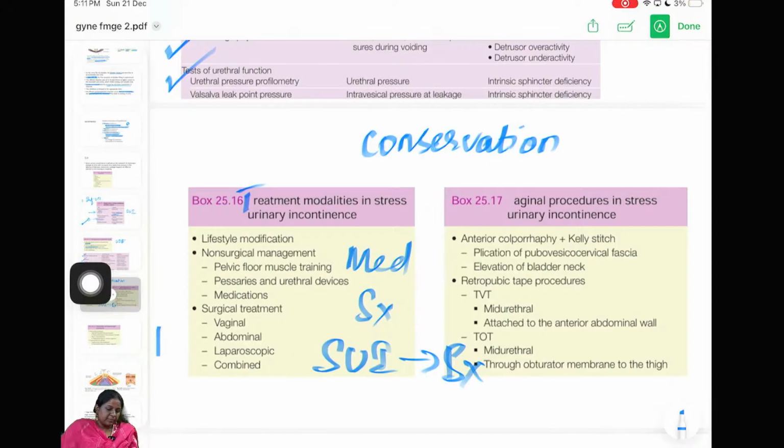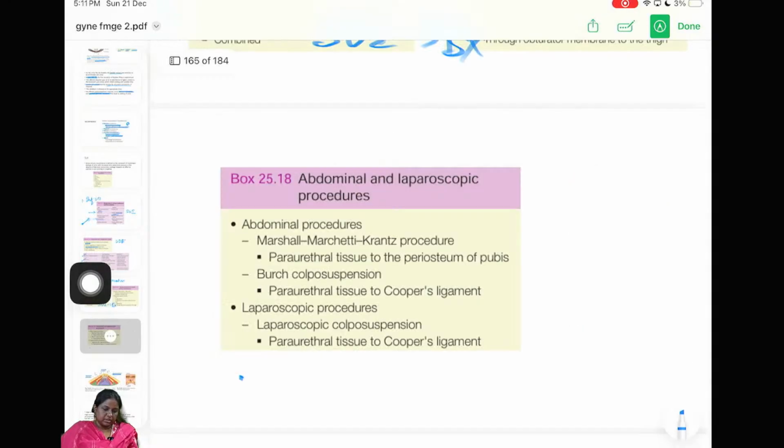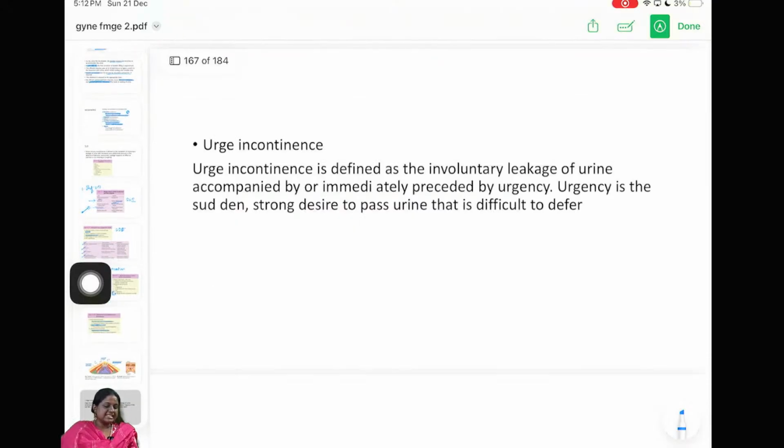You understand? So we put lots of suspensions. You just hold and lift it up. Okay, suspend the urethra to various places. Like it is going to be suspended to pubic symphysis, or it can be suspended to Cooper's ligament, or it can be suspended to white line of pelvis. Understood? Colpo suspension. Okay. So Birch colpo suspension or laparoscopic colpo suspension or MMK procedure, all these are nothing but suspending the urethra to a fixed point.